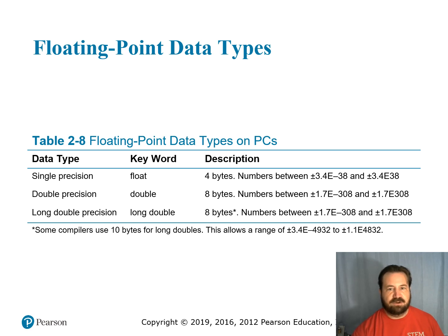Single precision float is 4 bytes, and stores numbers between 3.4 times 10 to the -38 and 3.4 times 10 to the +38. What you don't see here is that there's only about 6 or 7 significant figures in these 4 bytes. Okay, so you may be able to get the range you need to hold, say, pi, but you don't get the number of digits that you need.